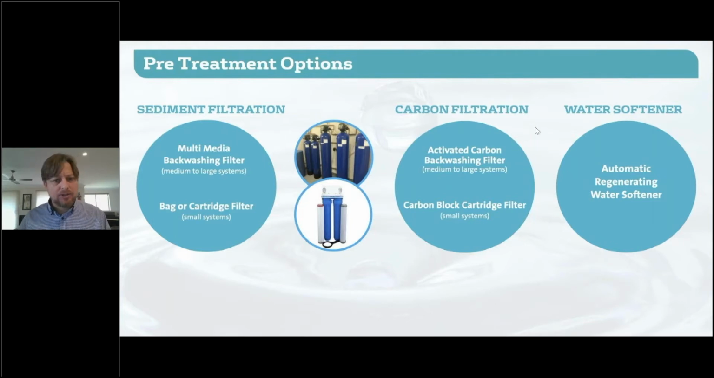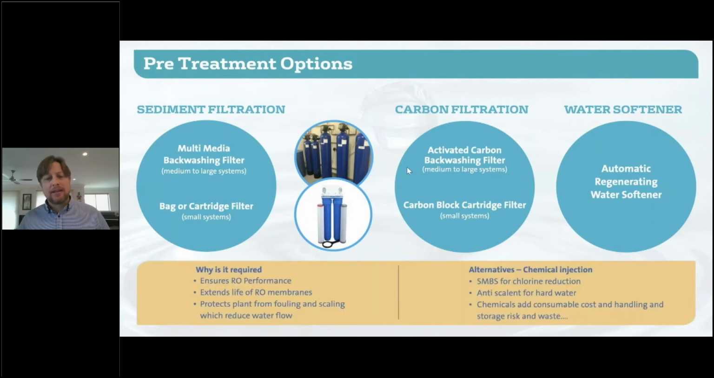So are there other options? Oh, sorry, there are other options. So there are alternatives such as chemicals. So you can use SMBS for chlorine reduction, and you can use anti-scalant for hard water. And both those things are dosed before the RO to look after the membranes. But why would you use filtration over chemicals?